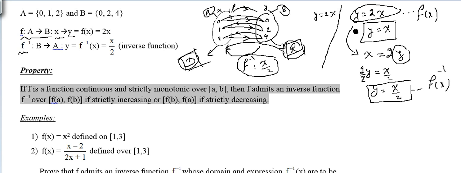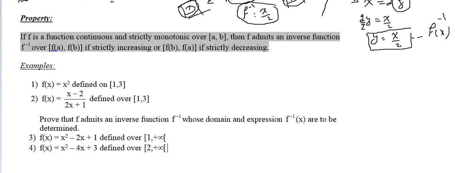We can find x in terms of y, then we interchange, or we interchange and then we find y in terms of x. Both are the same. Let's see. We do have a property here. If f is a function, let's see when we have an inverse. First, f is a function. It should be continuous and strictly monotonic over an interval. What's the meaning of strictly monotonic? It could be strictly increasing or strictly decreasing. So strictly monotonic, either increasing or decreasing.